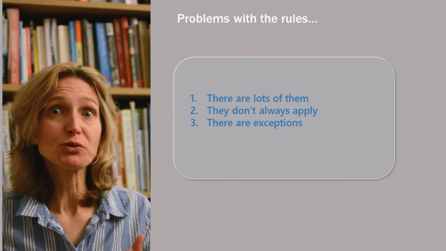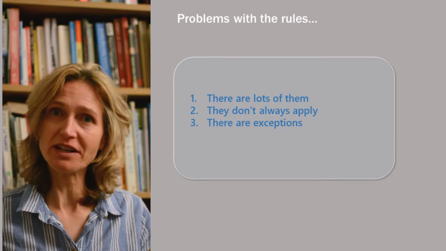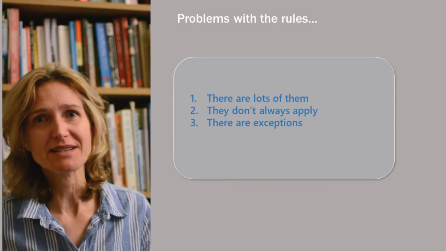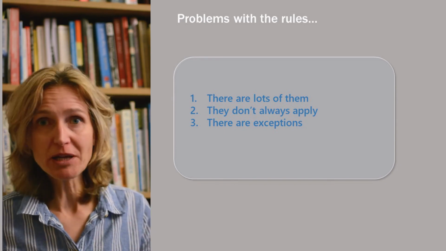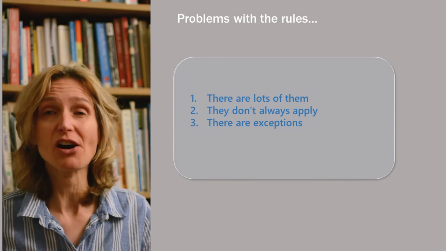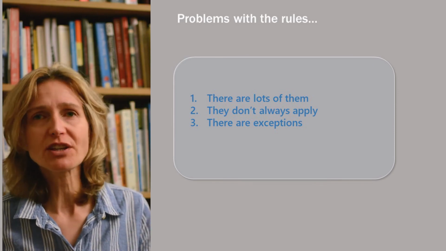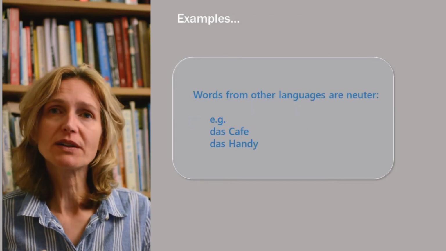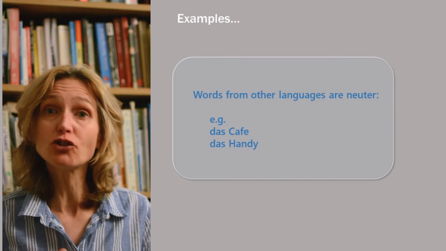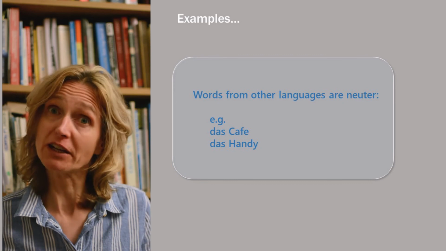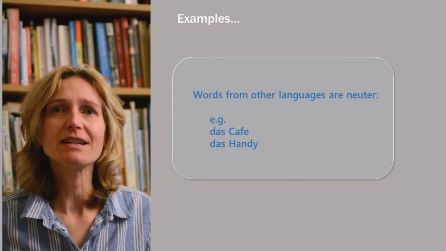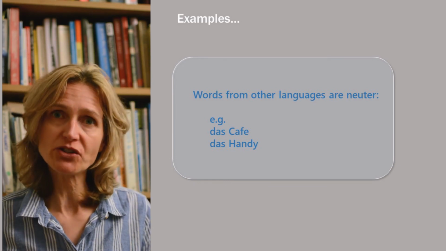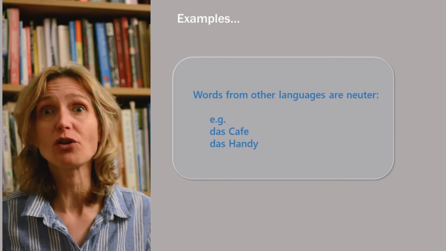So you might have learned the rules, you might come across a word where you think, oh yes, absolutely, it must be this particular gender according to the rule. It could be an exception. But nevertheless, a lot of people like learning the rules, and it does help, obviously, in a lot of cases. So just to give you an example, there's one rule where words that have come from another language tend to be neuter. So for example, cafe, the cafe is neuter, so it's das Kaffee. Another one would be mobile phone, which is handy, and that is also neuter.